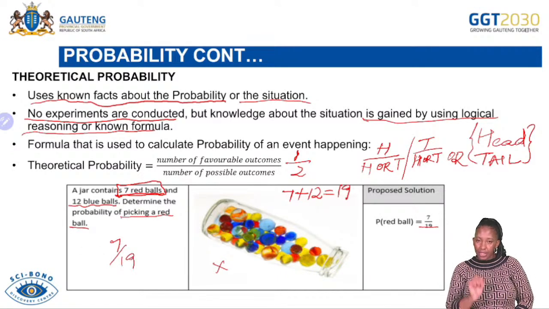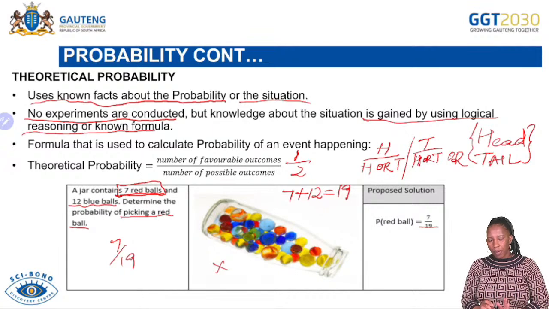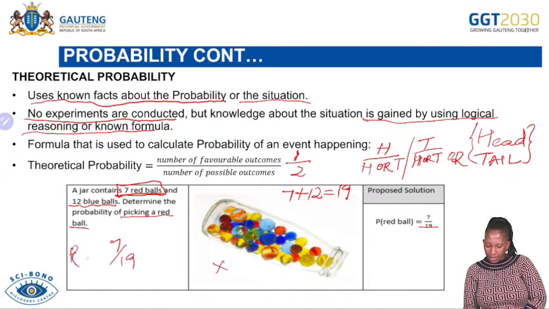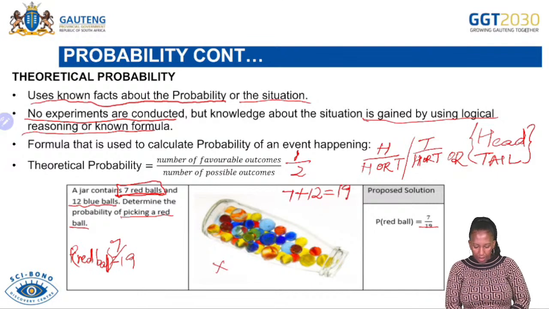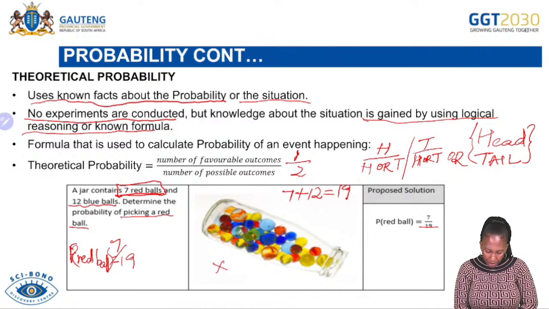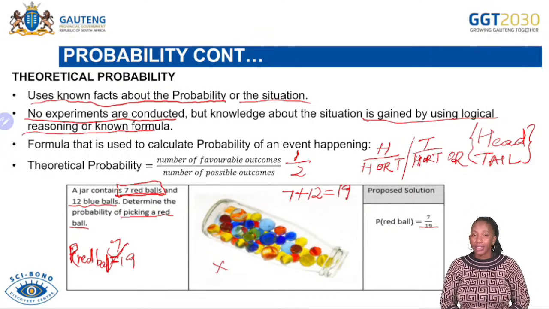7 over 19. And boys and girls, always remember, when you answer this probability, you have to write P, which means probability of what? Remember they said red balls. So you say P, probability of red balls, then you close it and say equals. So the probability of getting red balls will be 7 out of 19. Always, don't forget. And as you can see, this one is in fraction form.